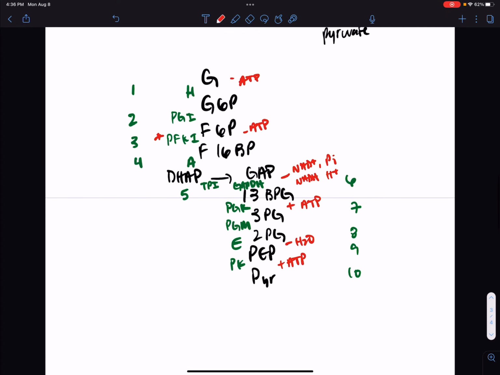And so that's kind of how I shorthanded it. That's how I think of it in my brain as I'm trying to recall certain things and the important steps, and where you're netting ATP, where you're investing ATP, etc.